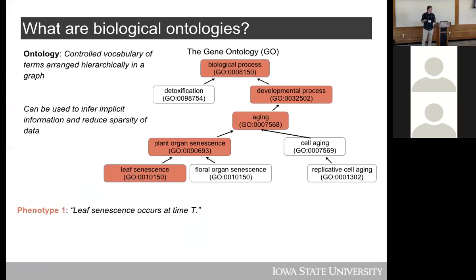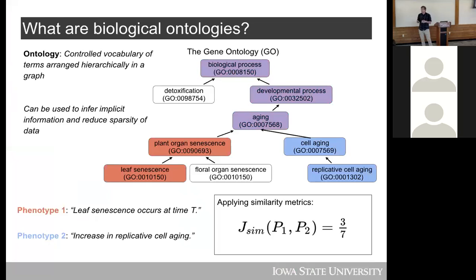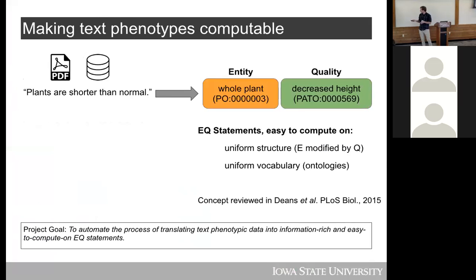This is a more information-rich look at what was originally being described just in the text for that phenotype. Another example of the utility of looking at phenotypes this way is we can get a quantifiable measure of how similar they are to other phenotypes. If we have the second one, increase in replicative cell aging, we can do the same process and see this second set of nodes in the ontology lighting up, and the overlaps are shown in purple. If we want to ask how similar they are, we can say there's 3 overlapping and a total of 7, so the similarity might be 3 out of 7.